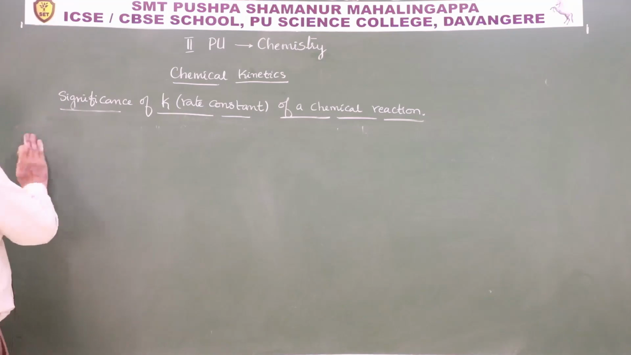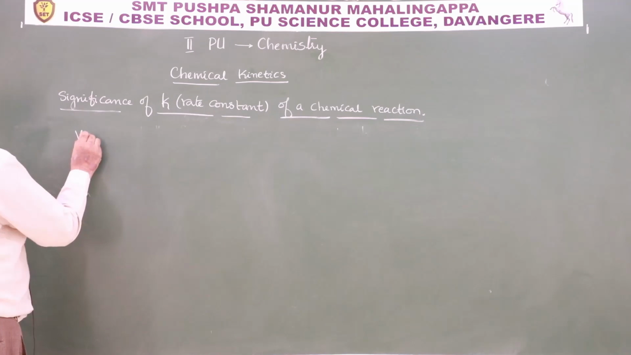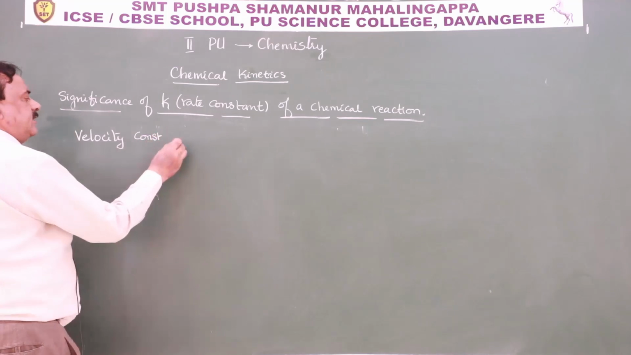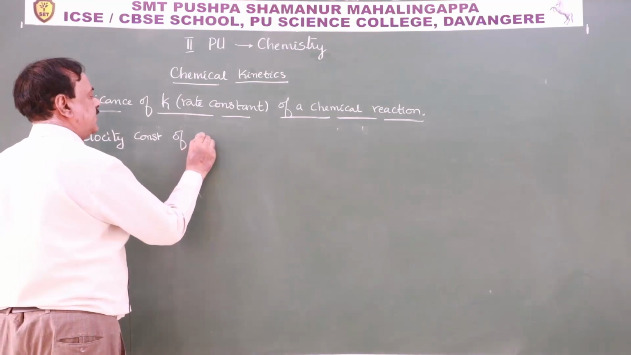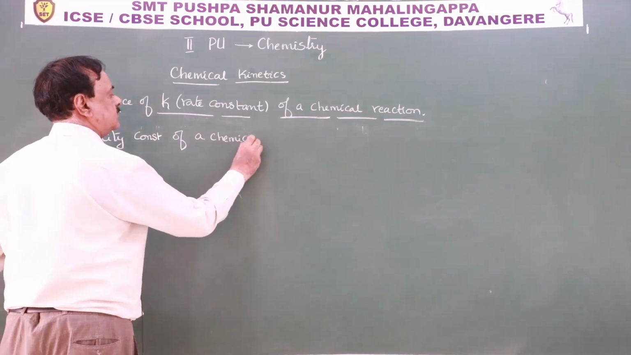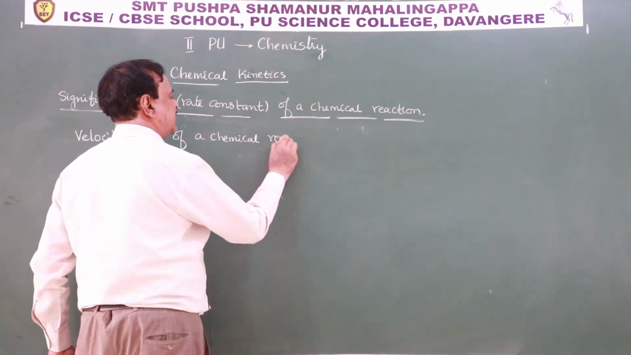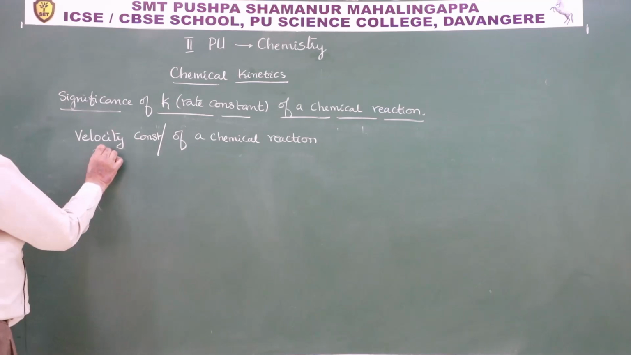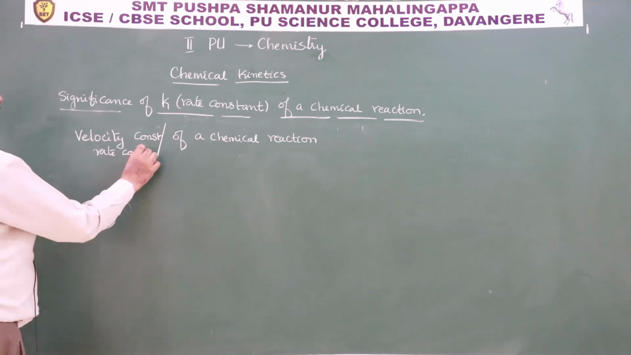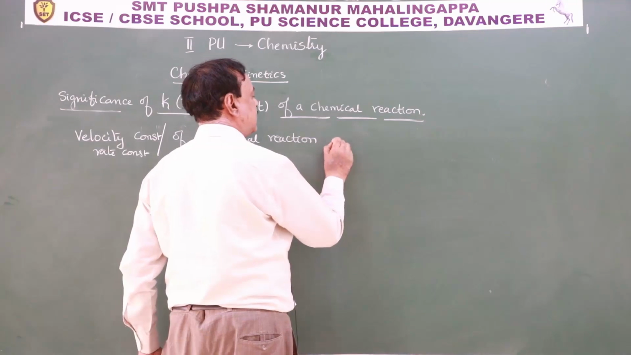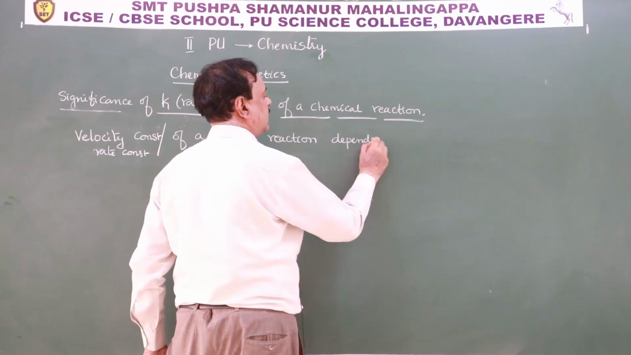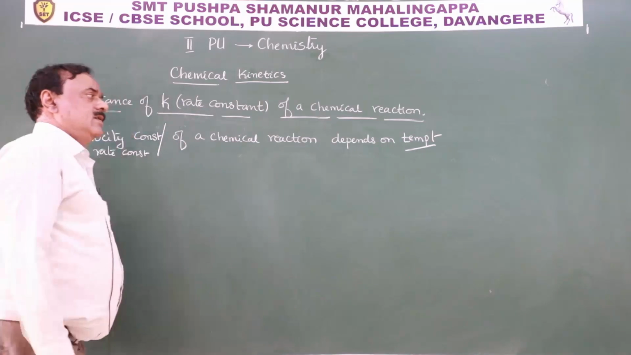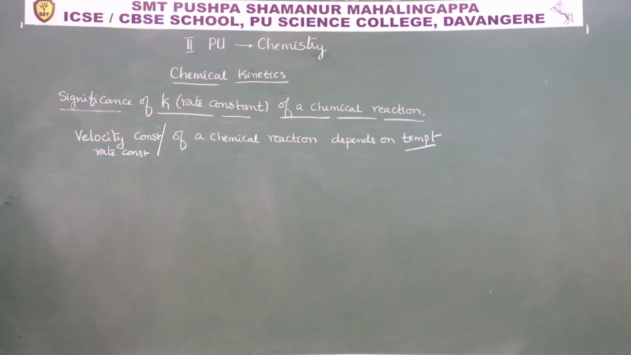Velocity constant of a chemical reaction. Sometimes they use rate constant, both are same, velocity constant or rate constant. Velocity constant or rate constant of a chemical reaction depends on temperature. This is very important. That is, velocity constant of a chemical reaction depends upon temperature.